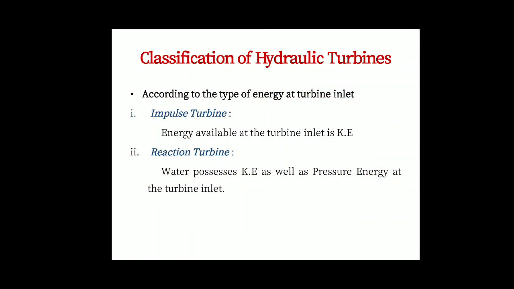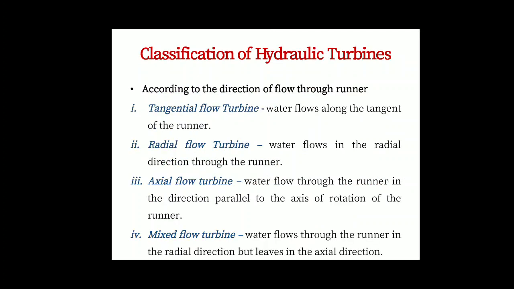According to the type of energy at the turbine inlet, the turbine can be classified into two types: impulse turbine and reaction turbine. So, impulse means what? Energy available at the turbine inlet is kinetic energy. But in the case of a reaction turbine, water possesses kinetic energy as well as pressure energy at the turbine inlet.